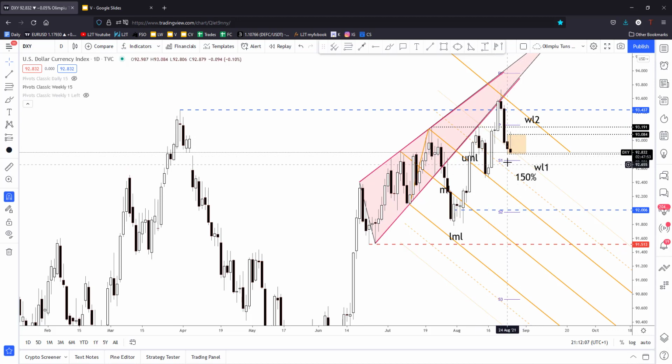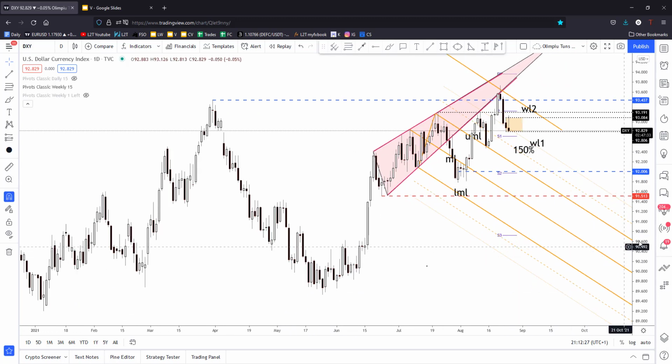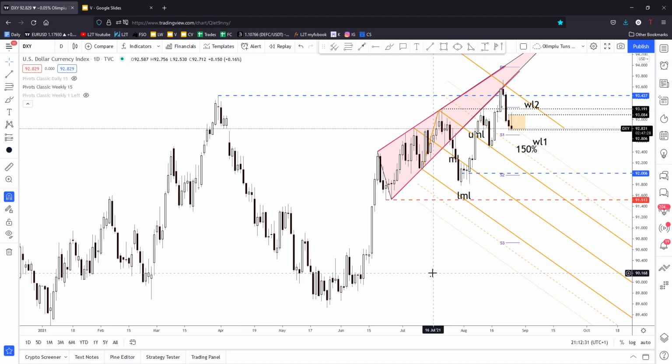So if the dollar index continues to drop in the coming days, in the upcoming period, then most likely the US dollar will depreciate versus its rivals. That's why you can use the dollar index to try to identify what will happen with the US dollar, how the US dollar will react versus its rivals. So when the DXY drops, the US dollar could depreciate versus its rivals.